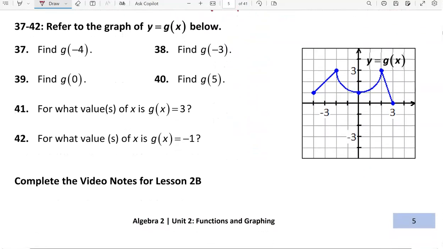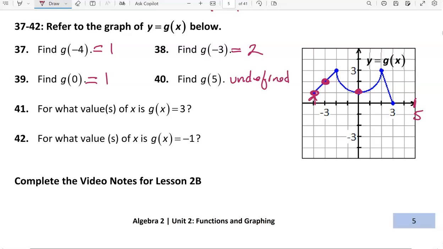Now in 37 through 42, we are referring to the graph of g of x, and we're finding g of negative 4. That means we're replacing x with negative 4. When we go to x equal negative 4, we find the y value is equal to 1. When x is negative 3, we find that the y value is 2. When x is 0, we find that the y value is 1. And when x is 5, which is way over here, we'll notice that there is no y value on the graph, so that would be undefined.